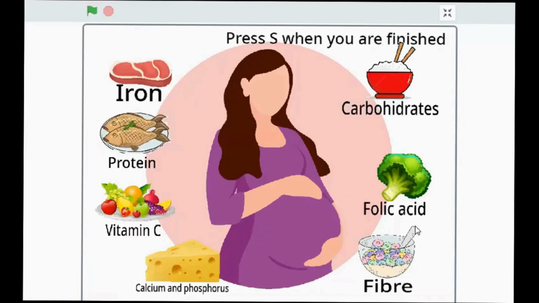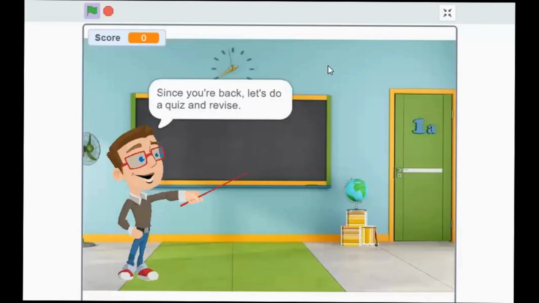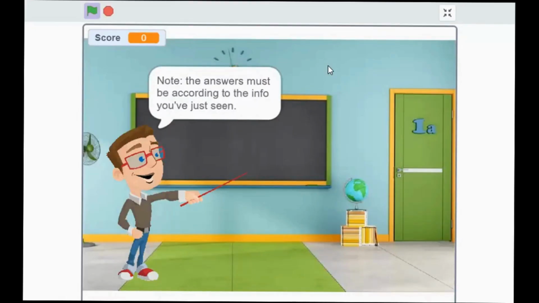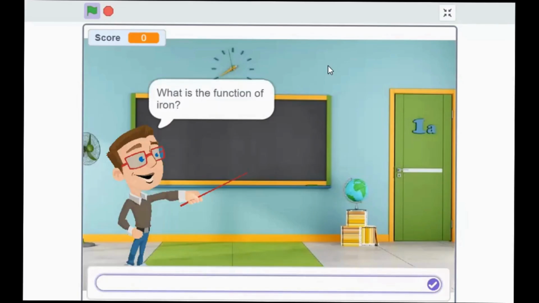Once you are done, you need to press the S key to proceed to a quiz. You have unlimited time to answer, so feel free to take your time to think before answering. So let's look at the first question. What is the function of iron? The answer is formation of hemoglobin to prevent anemia.